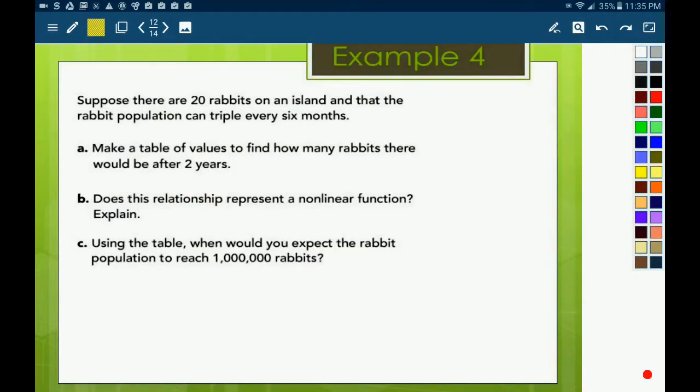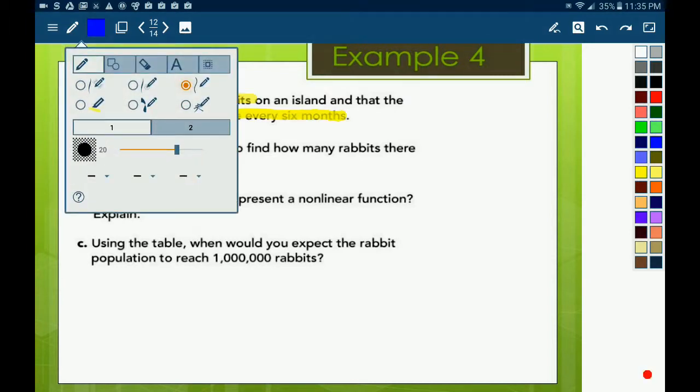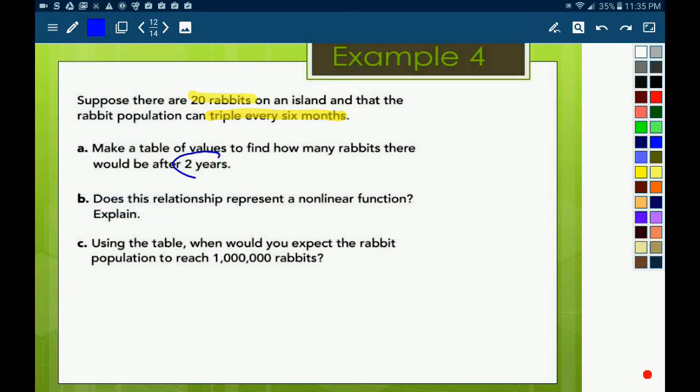Alright guys, so I've got one more example for you. It says, suppose there are 20 rabbits on an island and the rabbit population can triple every 6 months. I'm going to highlight some of that information just because we're going to have to use it. In part A, it says, make a table of values to find how many rabbits there would be after 2 years. We should also make a note here, 2 years, it's asking for every 6 months.